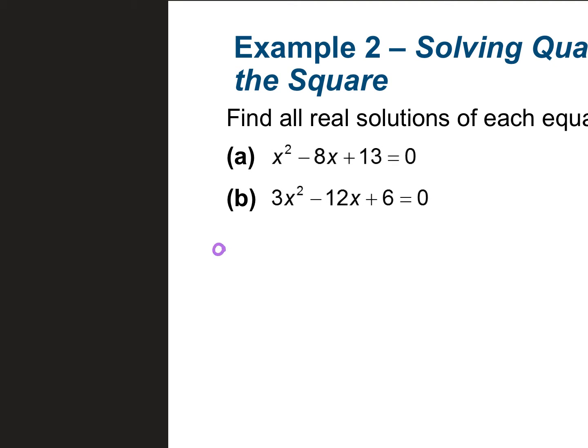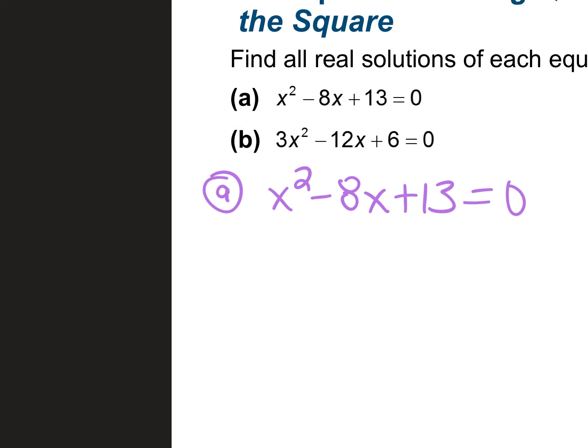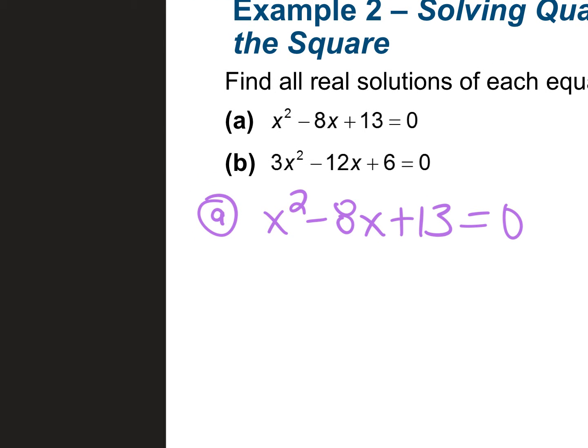Okay, letter A says x squared minus 8x plus 13 equals 0. So the first thing I would do, personally, is I always try to factor everything. If all the directions were to say solve, I would try and factor it. This doesn't factor. So then you have 2 options left. You can complete the square, or you can use the quadratic formula. In this case, it's telling you to complete the square.